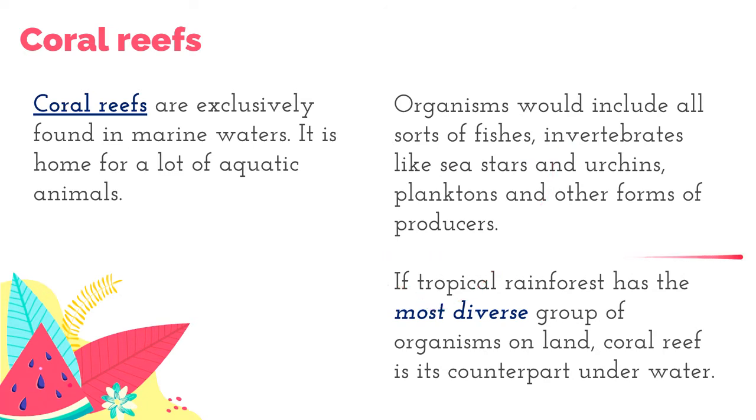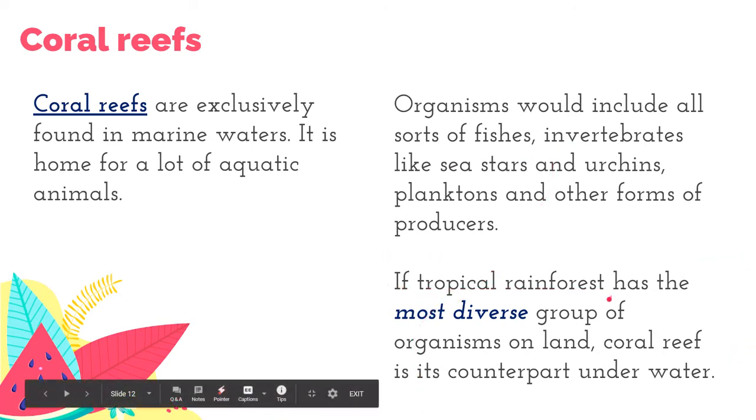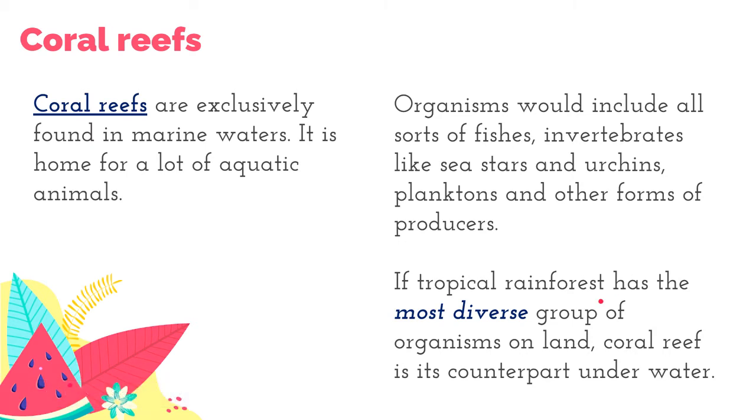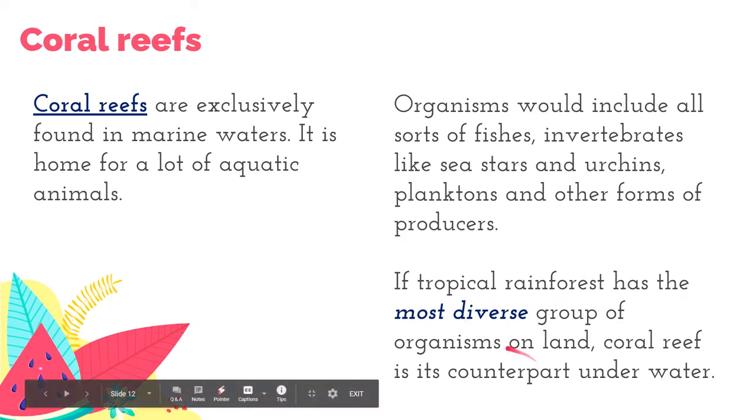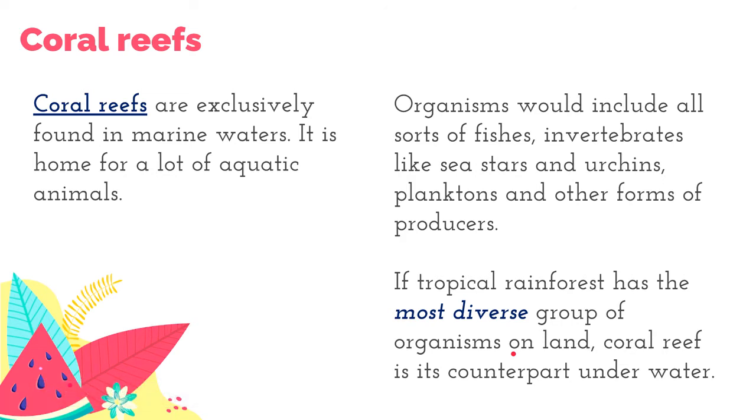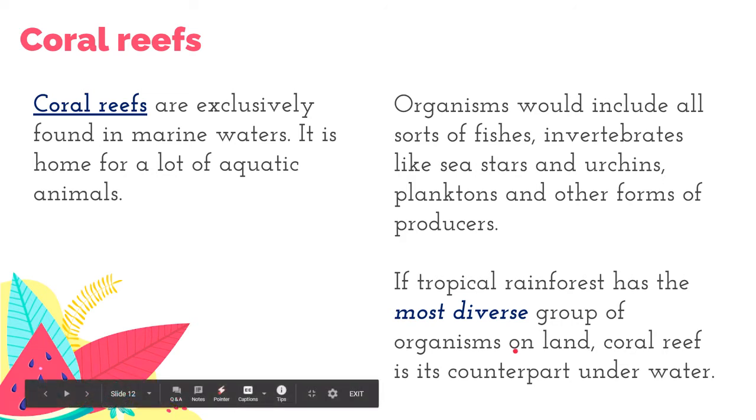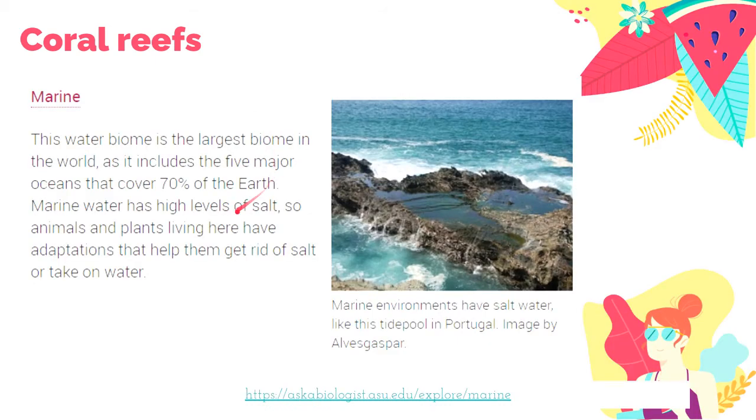Now, this is an important thing to note. If you still remember our lesson about it, the tropical rainforest is considered the most diverse terrestrial biome, with the highest biodiversity, or the highest number of plants and animals. Its aquatic counterpart would be the coral reef. So, the coral reef is the most diverse aquatic biome. They have the most number of organisms or species of organisms than any other aquatic biome.